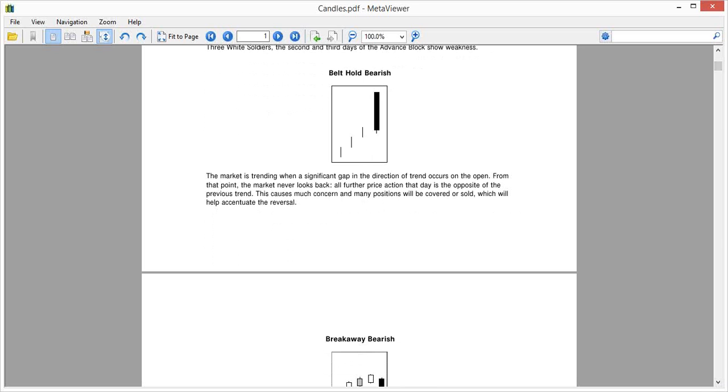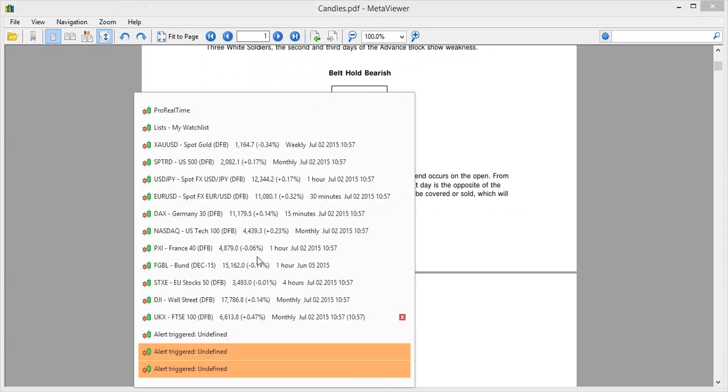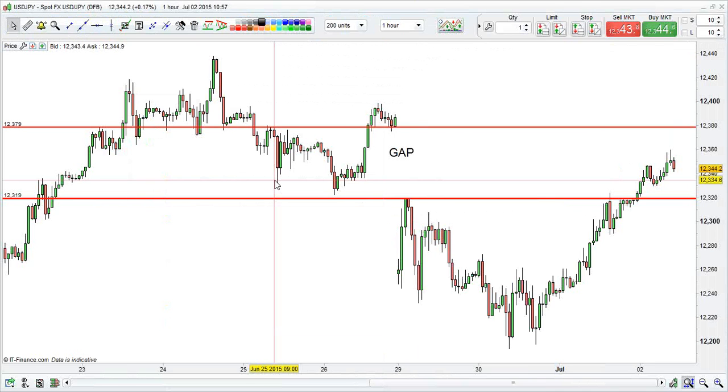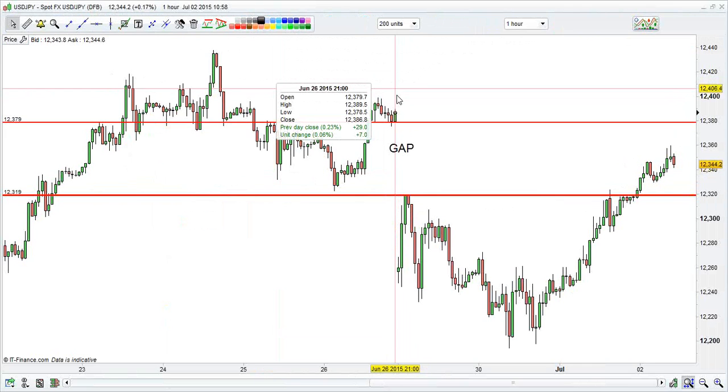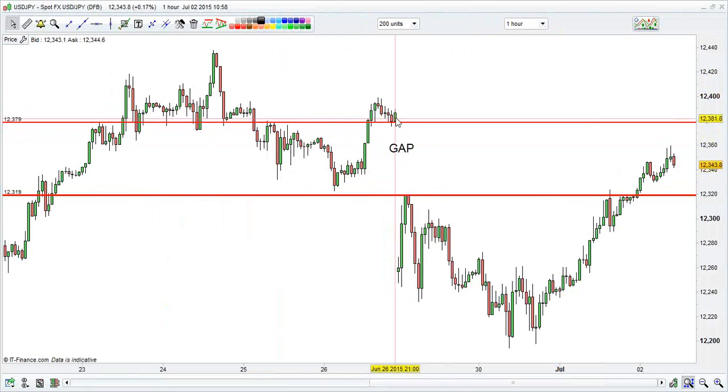So I'm going to show you a gap that occurred recently on the USD JPY, that's the US dollar versus the Japanese yen. Over the weekend of June the 26th, 2015, we had news that the Greek banks would not be opening on the Monday. There was no trading over the weekend, obviously, as the market was closed. So the market gapped.